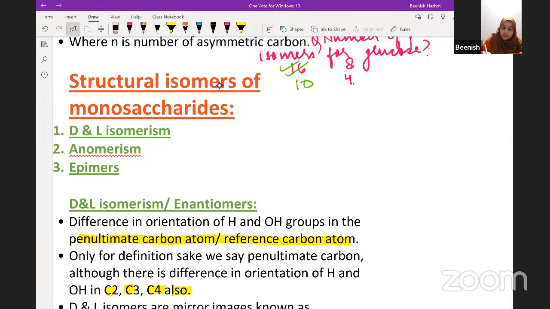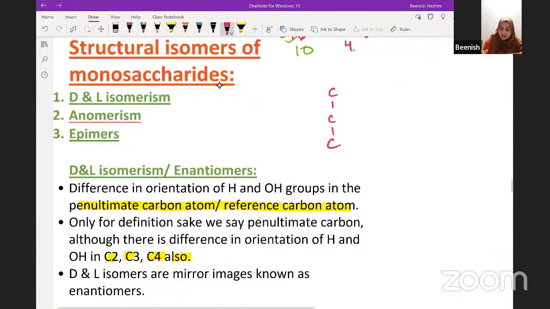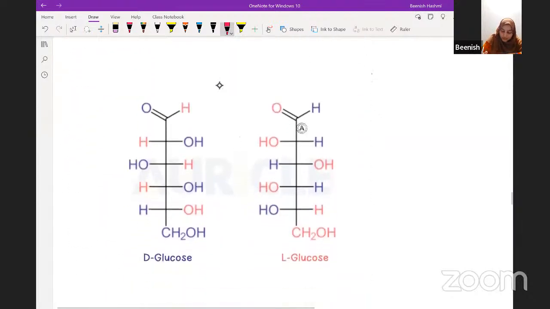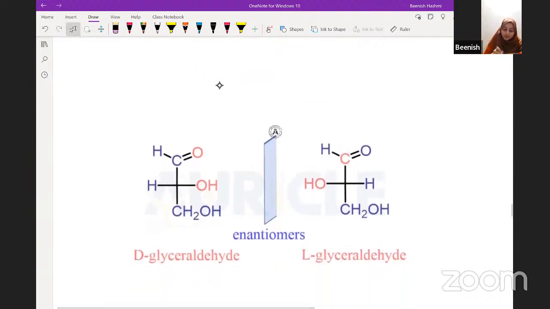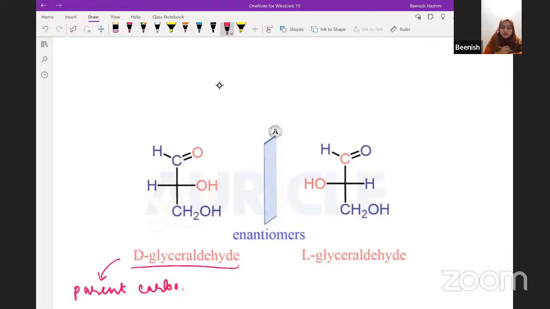because we all know about the parent carbohydrate, that is glyceraldehyde. Your glyceraldehyde is considered the parent carbohydrate. The structure is already given. So this is your glyceraldehyde, and this is the parent carbohydrate. Now this glyceraldehyde only has 3 carbons, as you can see: carbon 1, carbon 2 and carbon 3. And this carbon 2 is referred to as the reference carbon or penultimate carbon.